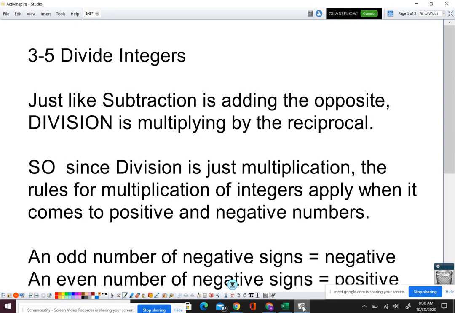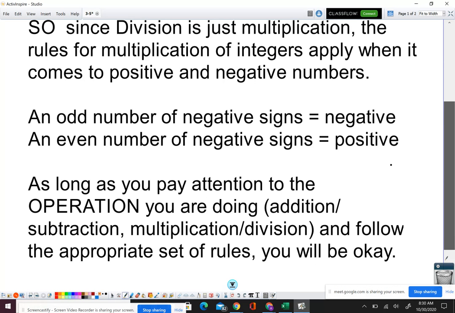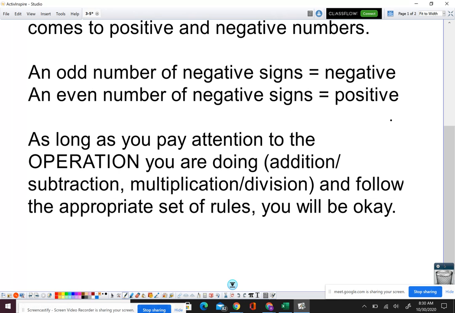Okay, so section 3.5 is on dividing integers. Just like when we talked about subtracting is adding the opposite, well, division is the same as multiplying by the reciprocal. So since it's the same as multiplication, all the rules that we looked at in the previous section apply. So we're just looking at the number of negative signs as we go through, and if there's an odd number of negative signs that we're multiplying together, it's negative. If there's an even number of negative signs, it's positive.